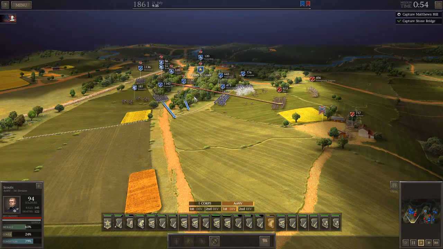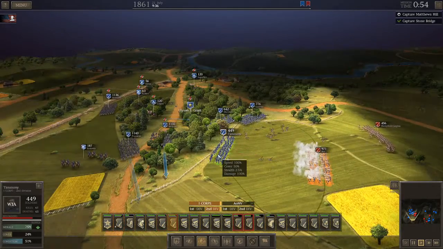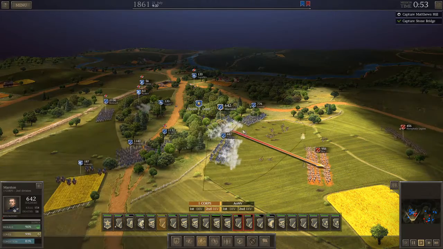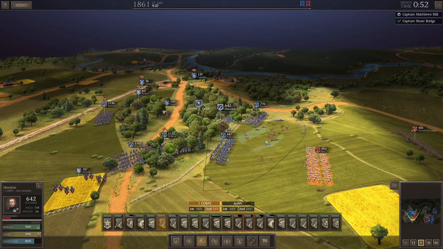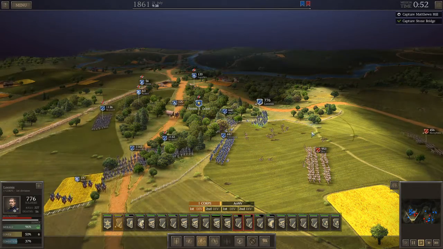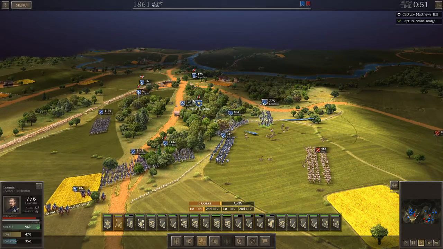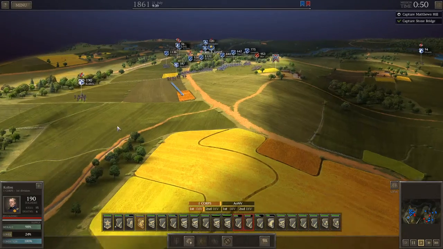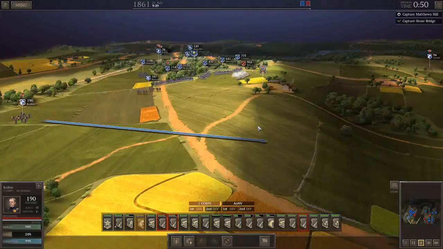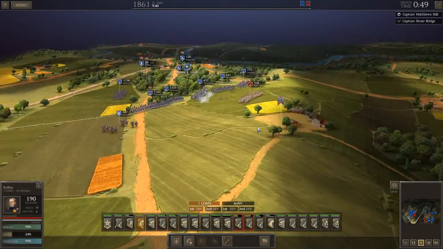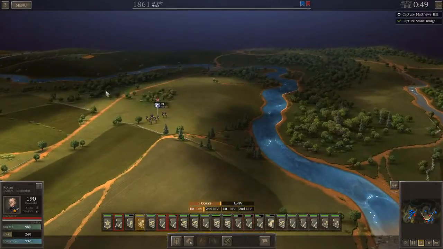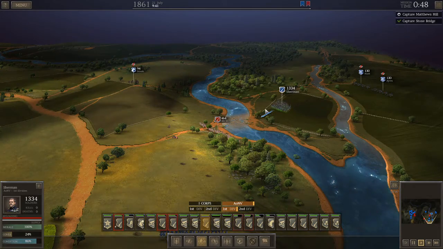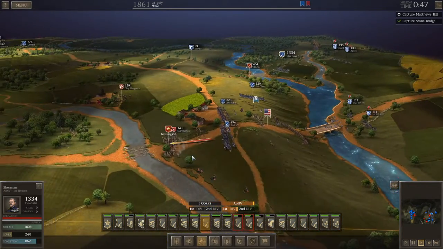Lieutenant Colonel Timmy is wounded. Timothy is not doing well. We'll send Klein and his men over here. Let's see if we can't find out what's going on behind this hill. Have Sherman be supported by that.